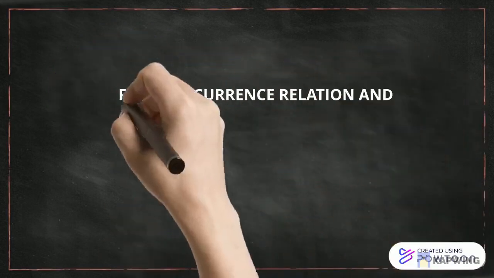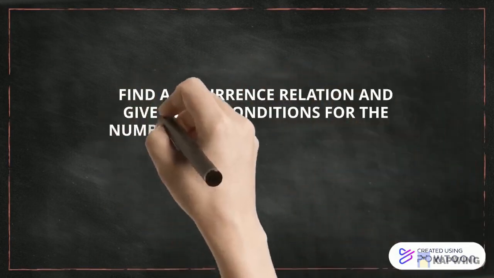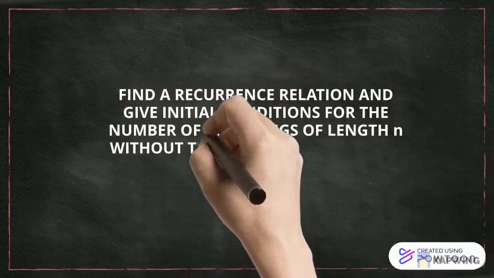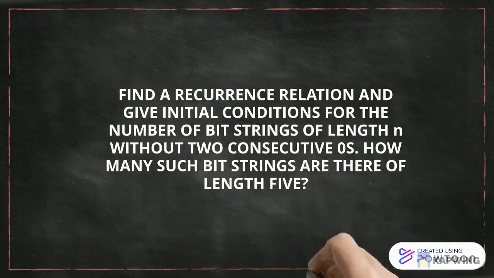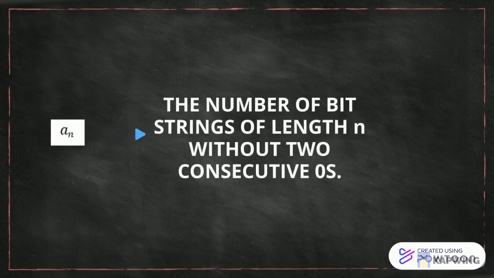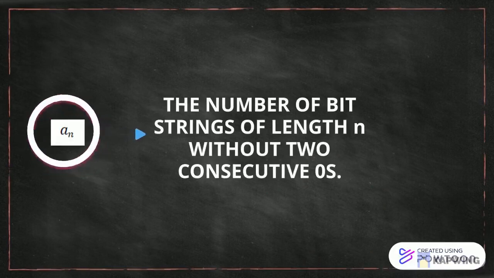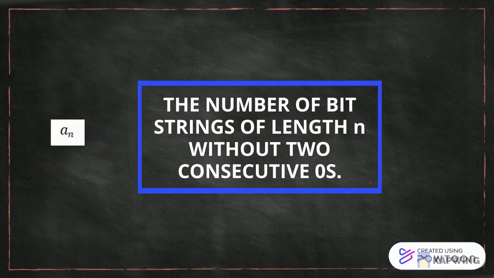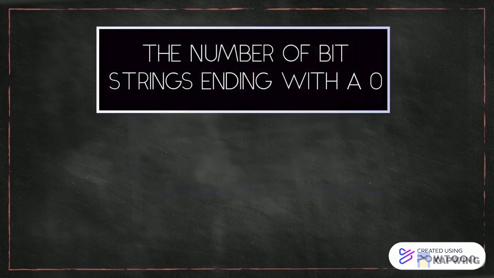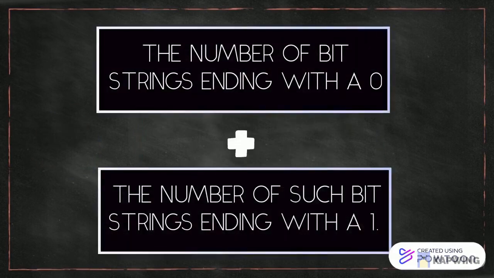For this example, we need to find the recurrence relation and give initial conditions for the number of bit strings of length n without 2 consecutive zeros. How many such bit strings are there of length 5? So, the solution is: let an denote the number of bit strings of length n without 2 consecutive zeros. To obtain a recurrence relation for an, note that the number of bit strings of length n that do not have 2 consecutive zeros is the number of bit strings ending with a 0 plus the number of such bit strings ending with a 1.